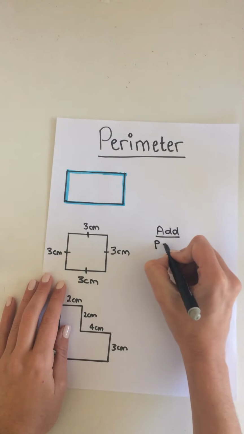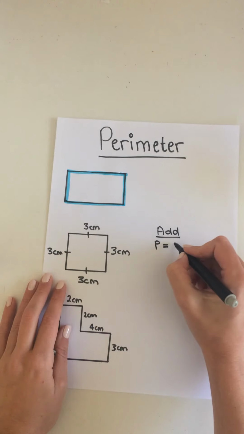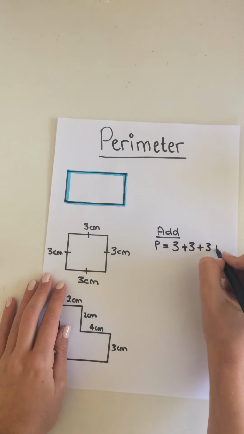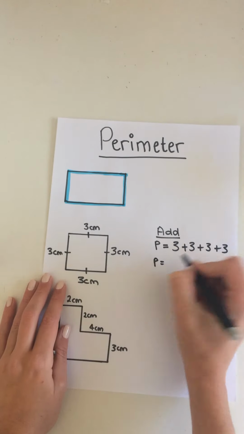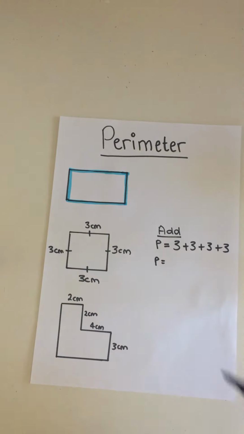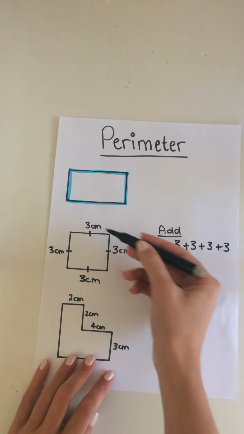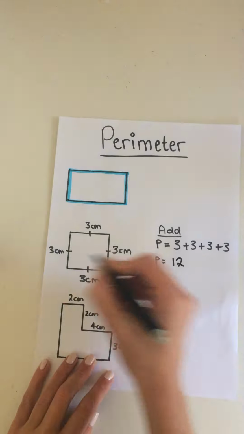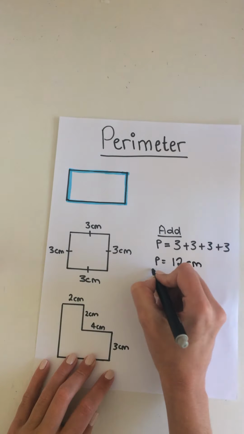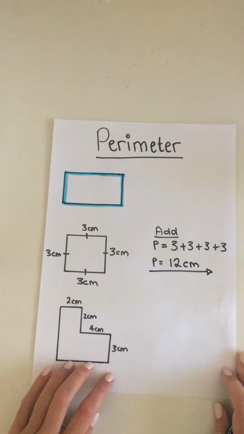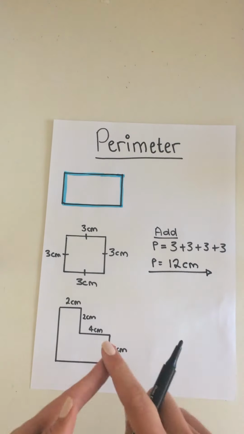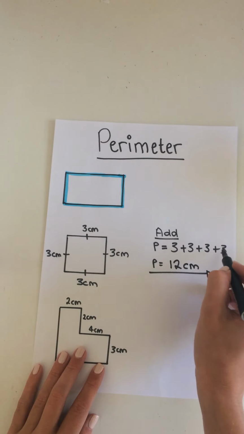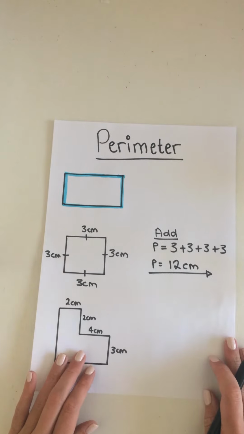So I say perimeter is equal to 3 plus 3 plus 3 plus 3. So 3 plus 3 is 6, plus the 3 is 9, plus another 3 is 12. So the perimeter of this square is 12 centimeters, just like that. It wouldn't matter if the shape was a square or a rectangle or any other shape, you still have to add all the sides together to find the perimeter.